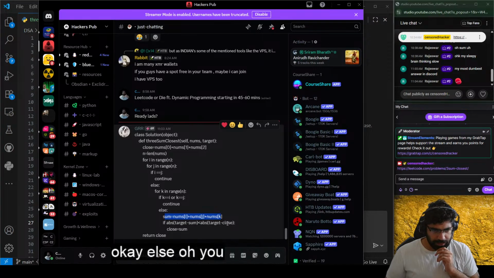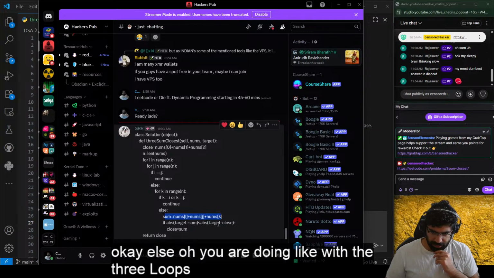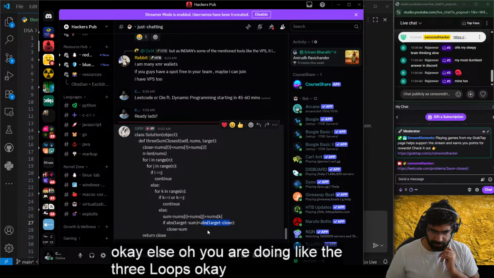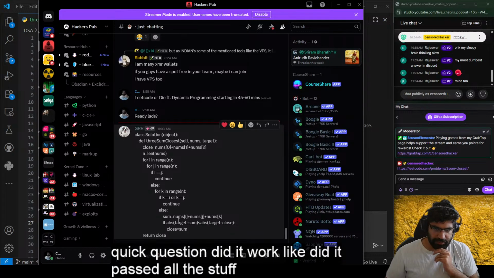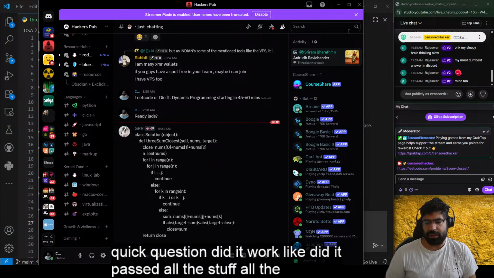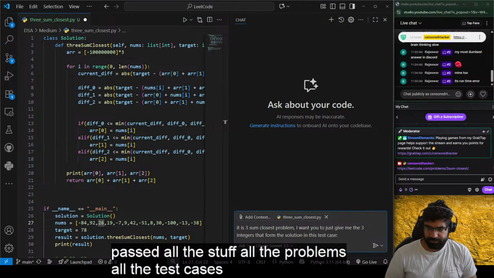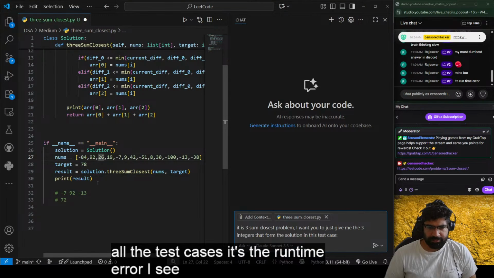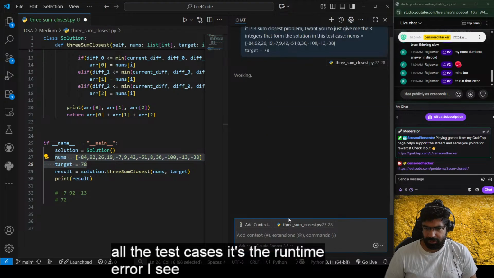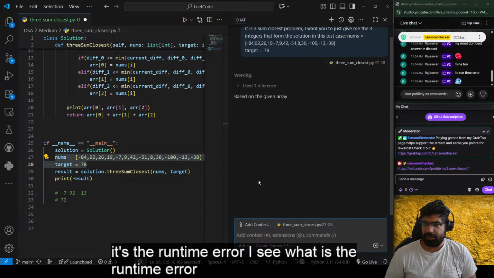Oh, you are doing it with the three loops. Okay. Quick question. Did it work? Did it pass all the problems? All the test cases? It's runtime error, I see. What is the runtime error? It just says runtime error.